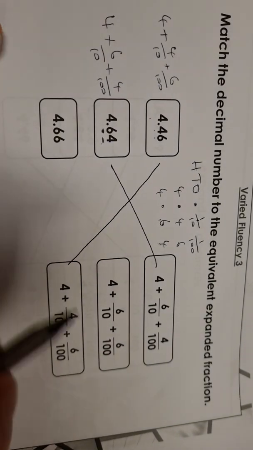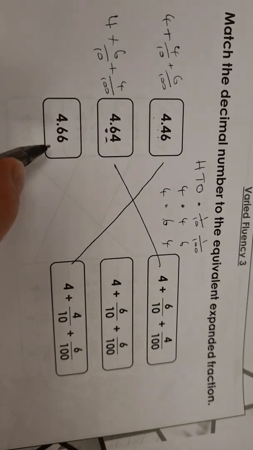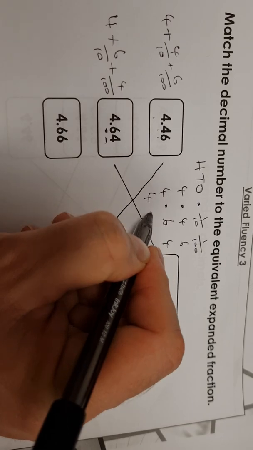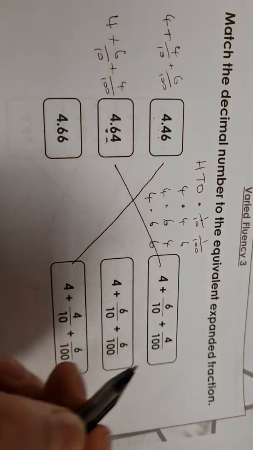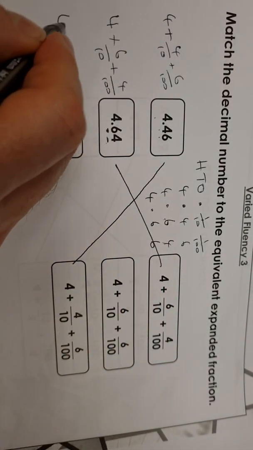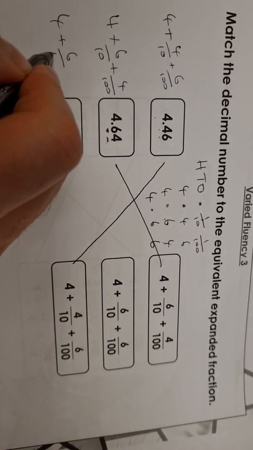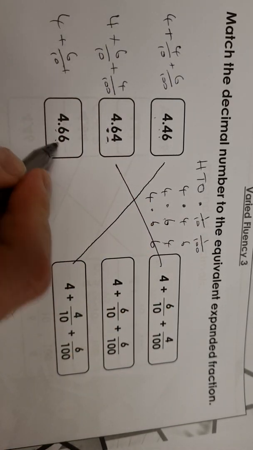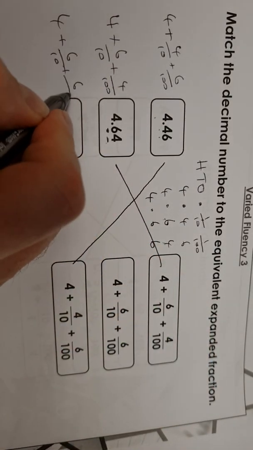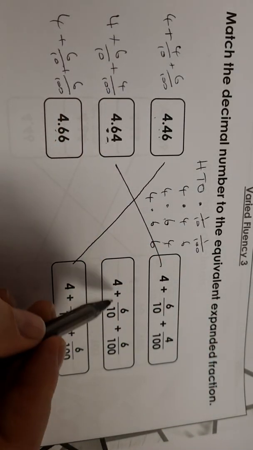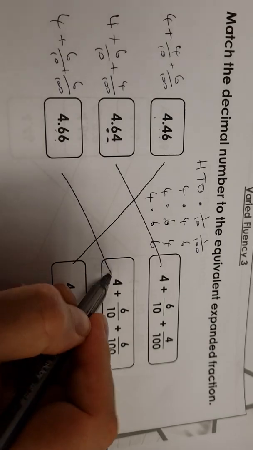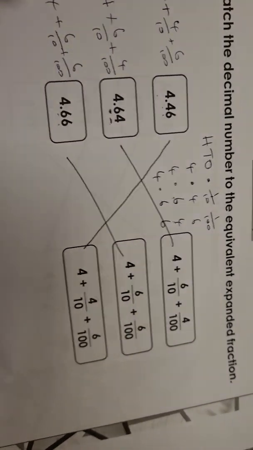Now, I've only got one left, but I'm going to check it anyway. I've got 4.66. I'll put that onto my place value chart just to check that I'm right. I've got 4 whole ones. Add, got 6 in the tenths column, so that's 6 over 10. Add, and I've got 6 in the hundredths column, so that is 6 over 100. And this is the one I have here, so that matches to that one.